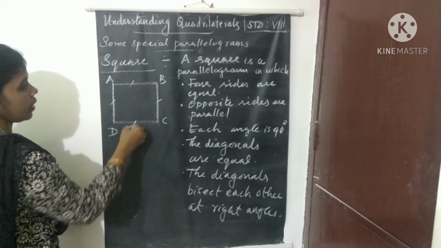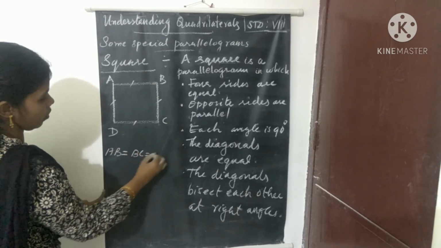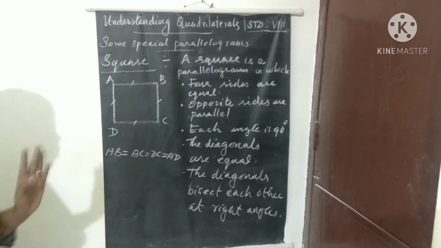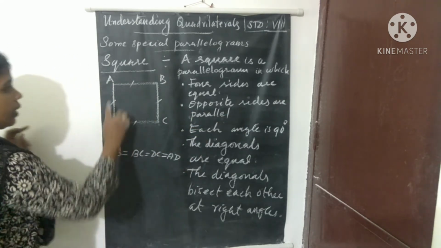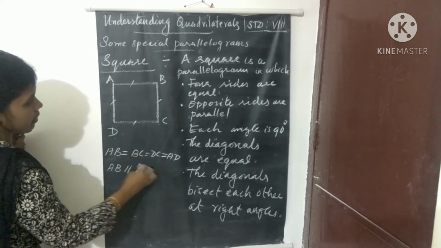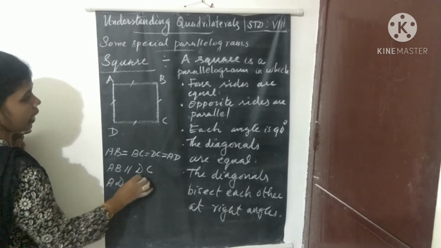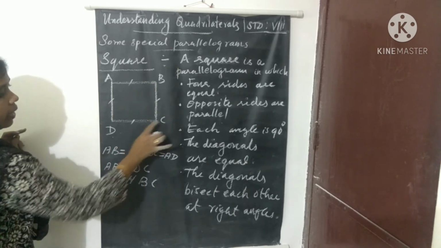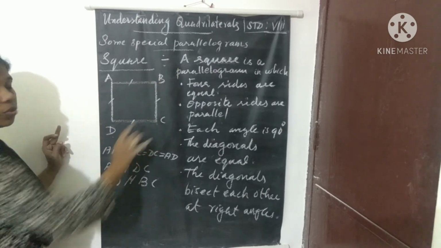Four sides are equal. That means AB equals BC equals DC equals AD. All sides are equal. Next, opposite sides are parallel. That means AB is parallel to DC and AD is parallel to BC.